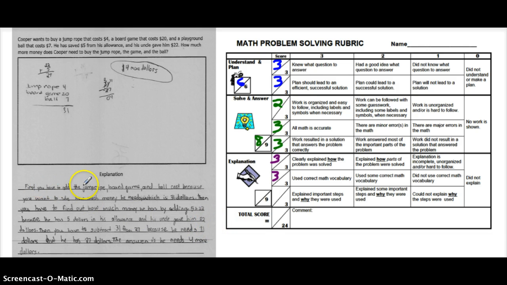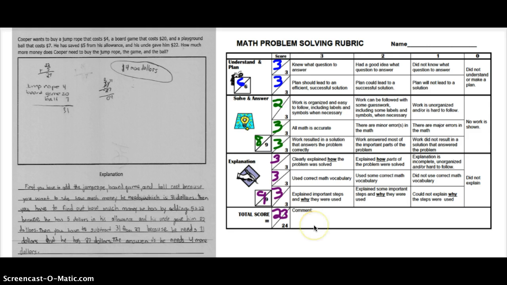For example, first you have to add the jump rope, the board game, and the ball cost because you want to see how much money he needs, which is $31. So explaining what the purpose of it is there. So this student, I would give a 3 for explaining all of the steps throughout the explanation. So that would be a 9. Then you would just add up your columns and you would end up with a 23 out of 24 on your rubric.